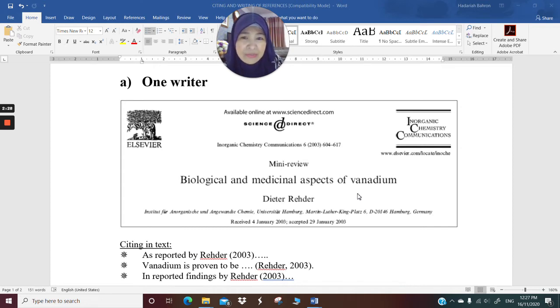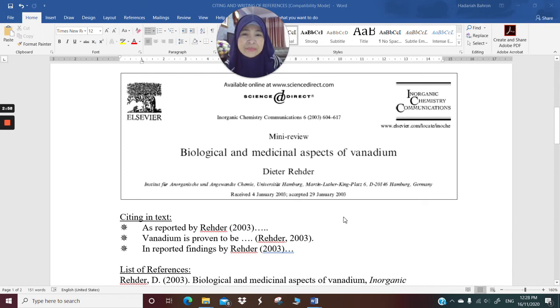There is so much information that we can obtain from the first page of any paper that we read. You can find out where the author is affiliated to, the university that he is working in, when he submitted the paper to the journal, and when the paper was accepted for publication by the journal.